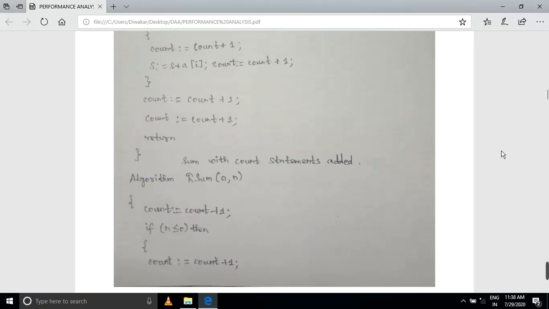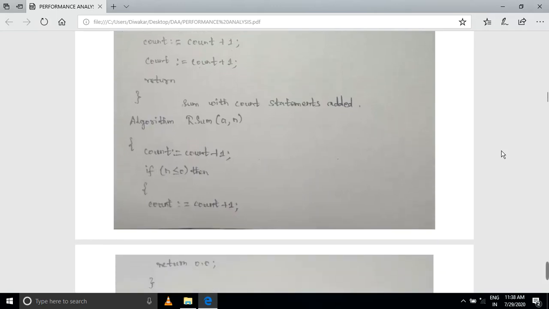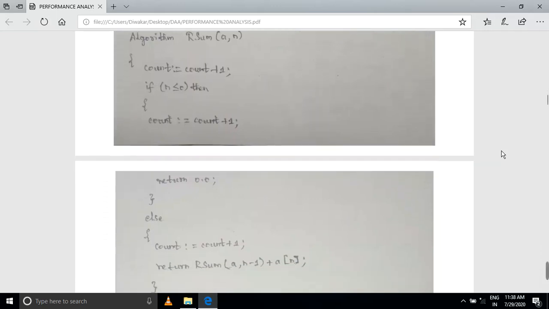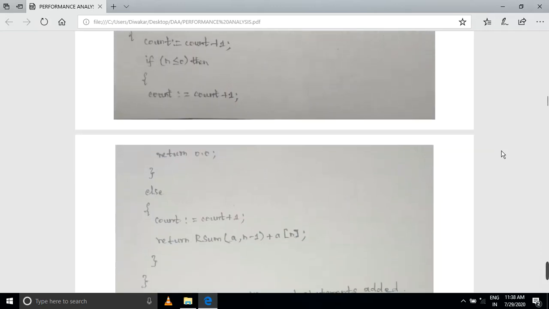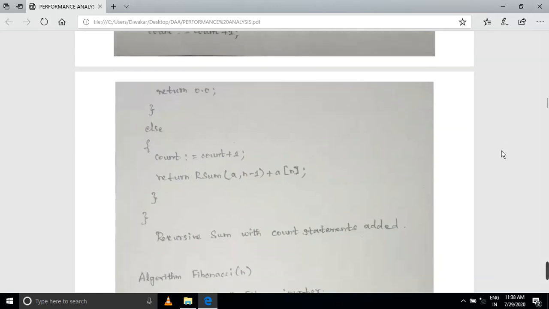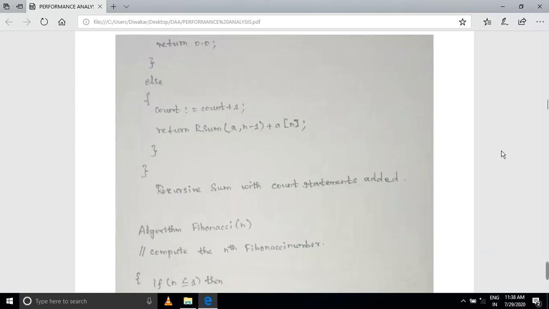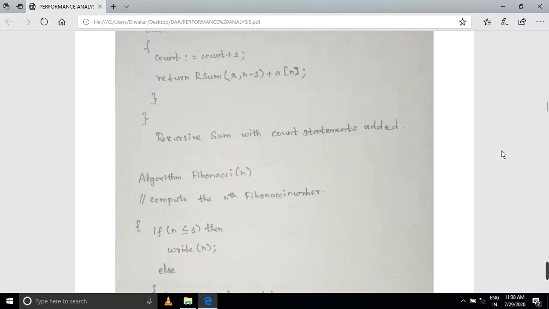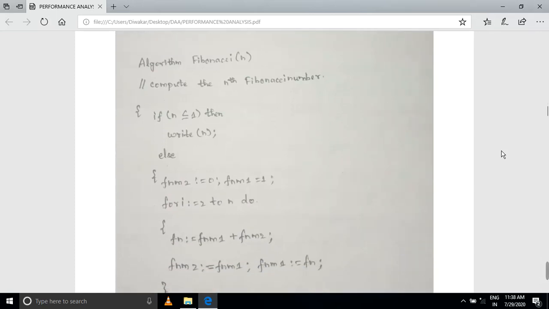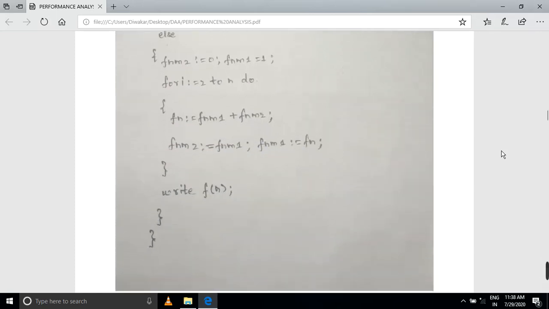Next, the recursive sum. We are declaring the same count equal to count plus 1. If n is less than or equal to 0, then count equal to count plus 1, then return 0. Otherwise, count equal to count plus 1, and return recursive sum of a comma n minus 1 plus a of n. Then the Fibonacci series: you already know you start with 0, next 1, then 0 plus 1 equal to 1, then 1 plus 1 equal to 2. So the same concept we declare for the Fibonacci series.